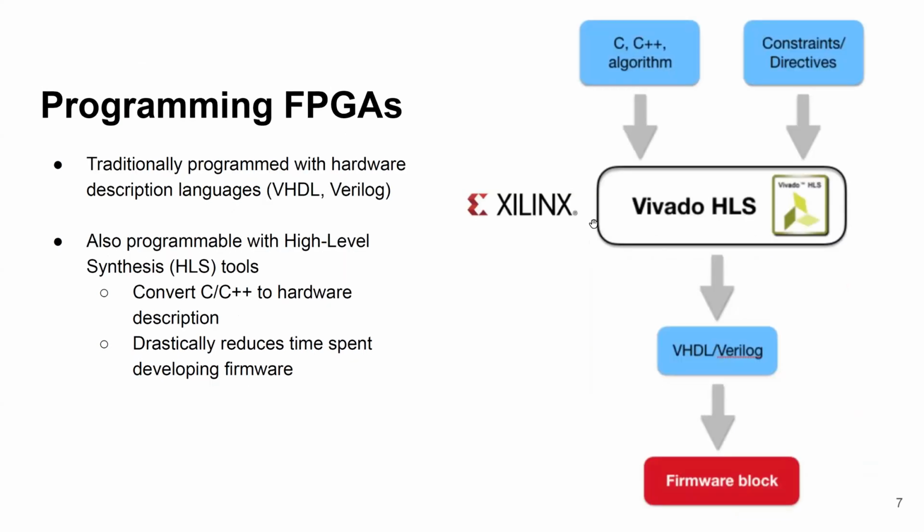So how do we program FPGAs? Well, traditionally, people use hardware description languages, but that's a pretty long and arduous task. So there's also, in recent years, dependable high-level synthesis tools, which convert C or C++ code to hardware description. And this, of course, drastically reduces the amount of time spent developing the firmware. There's also higher level tools like OpenCL that target broader applications like co-processing, but our focus is on high-level synthesis.